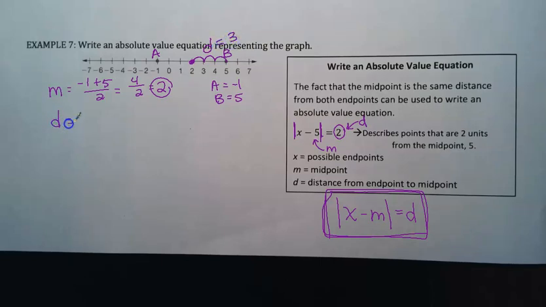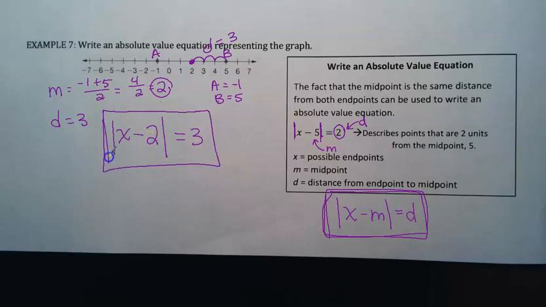Now that we know our d is 3, we're ready to write our absolute value equation. It's going to be the absolute value of x minus 2 equals 3. So we know the points that are 3 units from 2, the midpoint.